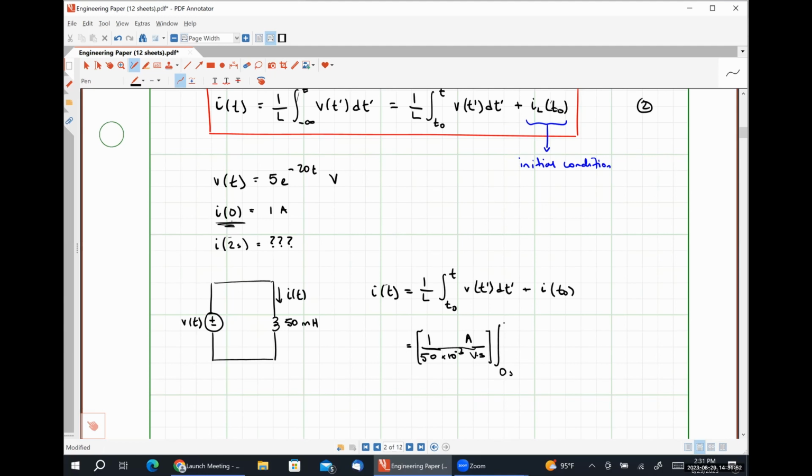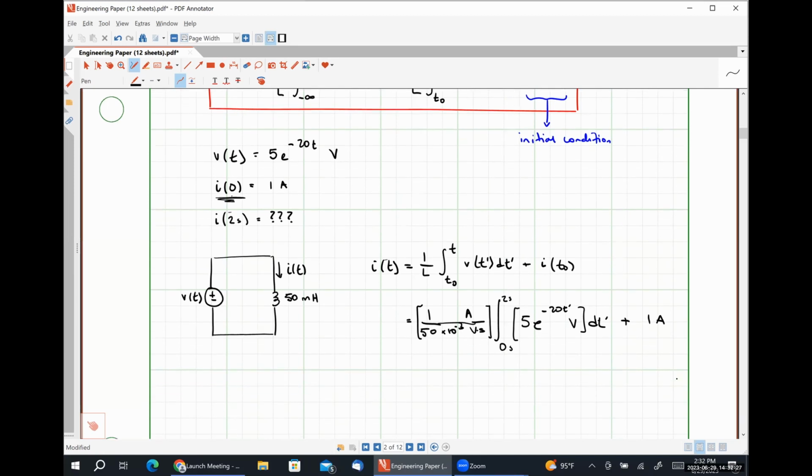So we're going to integrate from 0 seconds to 2 seconds of this 5e to the minus 20t volts, t prime, dt prime. And now out here, we're going to add our initial condition, which is what that 1 amp represents, okay? So this adding 1 amp is happening outside of our integration. And when we do our dimensional analysis here, looking at the units, we'll see exactly why it has to be that way in a moment.